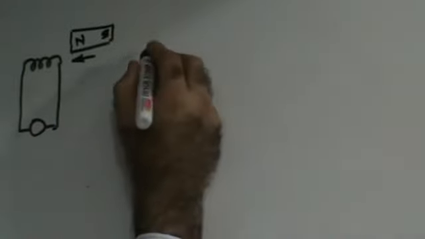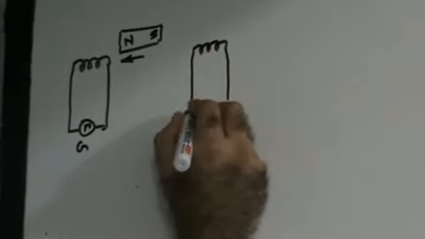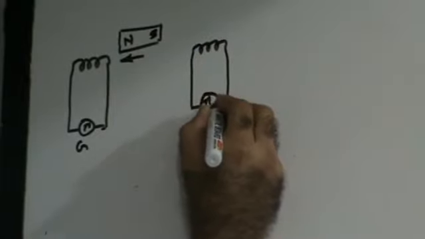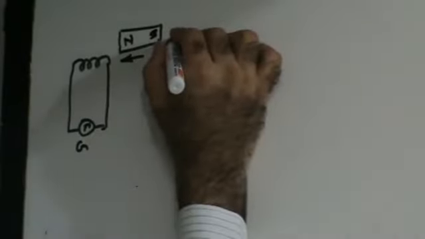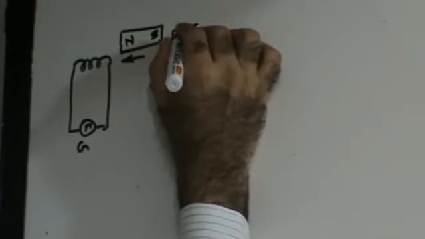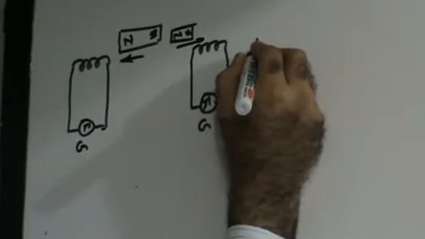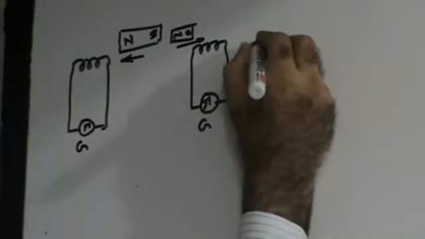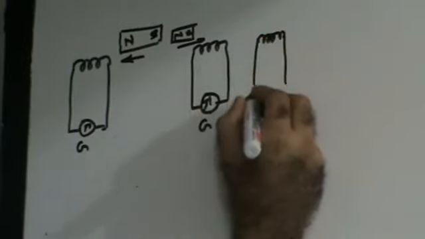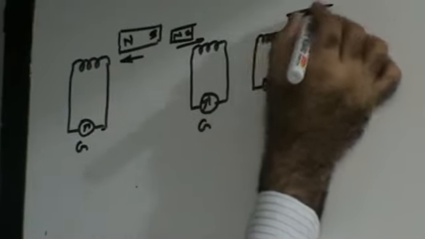Move the magnet to the other end of the coil. You have the coil, the galvanometer. South, north. You already moved it here. Now move it back to the original position.